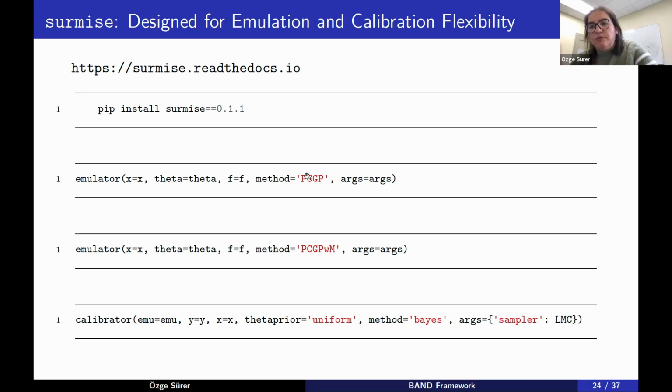But we also have the usual GP under Surmise. So this one, for example, is Moses's PhD work, that if you have some missing outputs in your observed data, the simulation output, we have different approaches under Surmise that you can use directly with your own evaluations and check your emulation quality and calibration results. Okay, thank you. You're welcome.